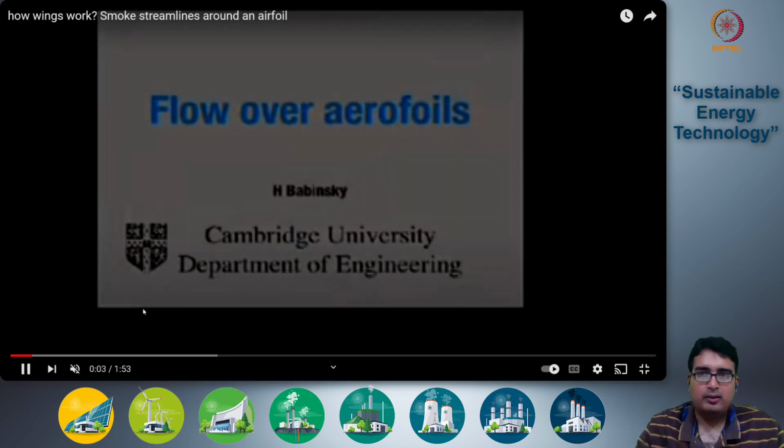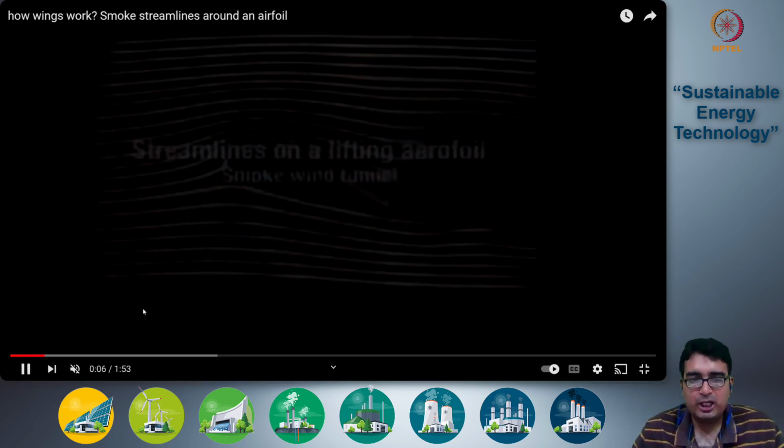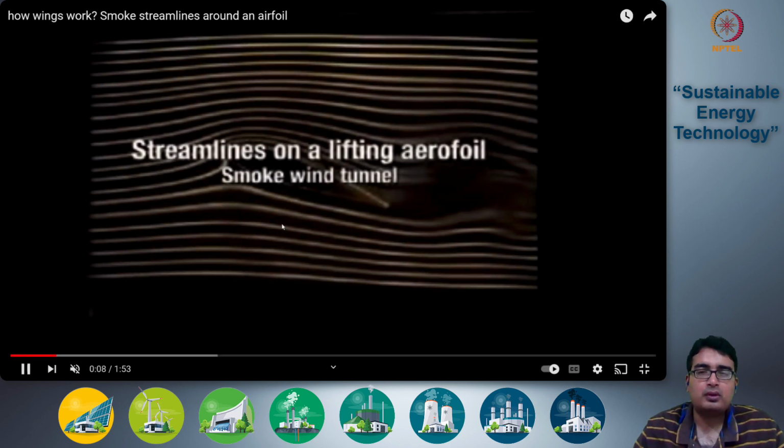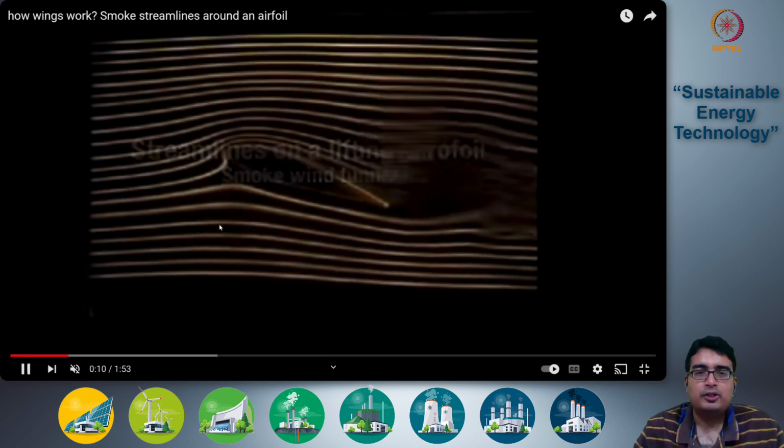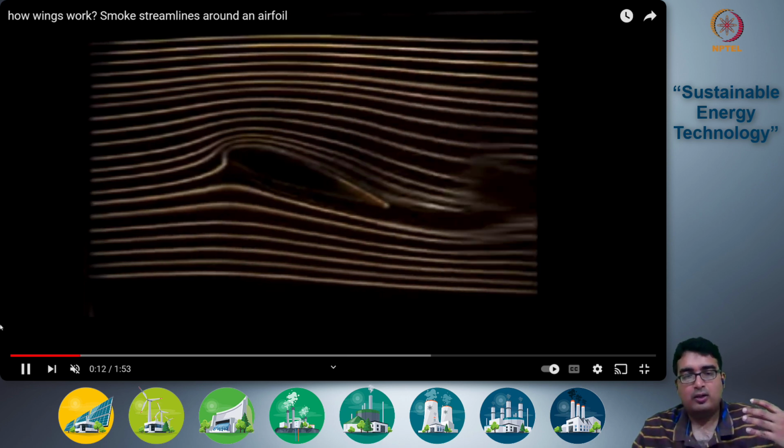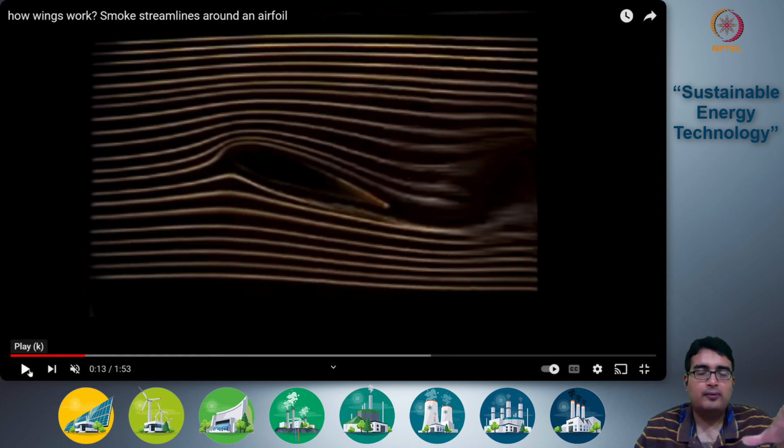This is a video of the flow over aerofoil shapes. Basically this is a flow over an aerofoil shape, and they have used smoke to show the streamlines around that aerofoil. You can see the streamlines distorting around the aerofoil shape here.